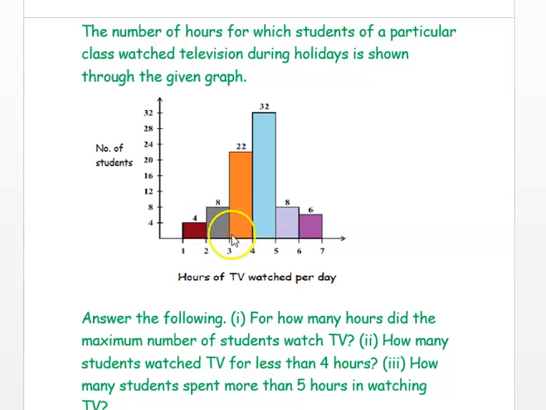So this is a histogram because all the class intervals are continuous: 1 to 2, 2 to 3, and so on, up to 6 to 7. It's a continuous class interval, the widths of all the bars are the same, and the height of the histogram represents the number of students against the number of hours watched TV per day. Now we'll go for analyzing the answers.